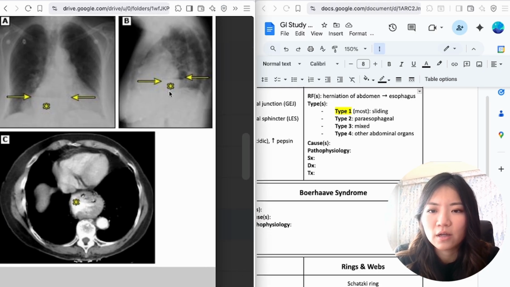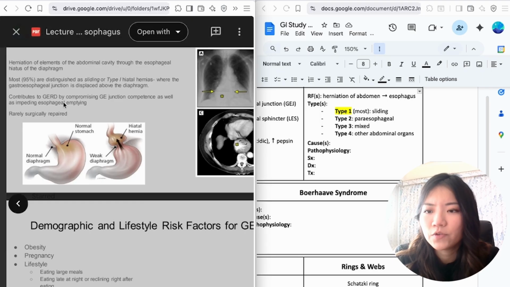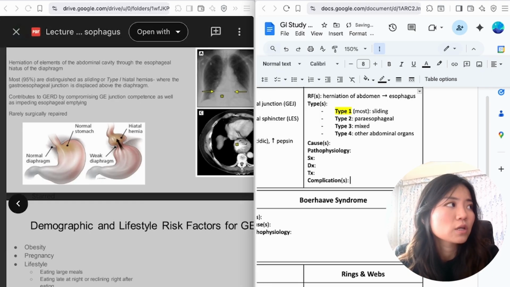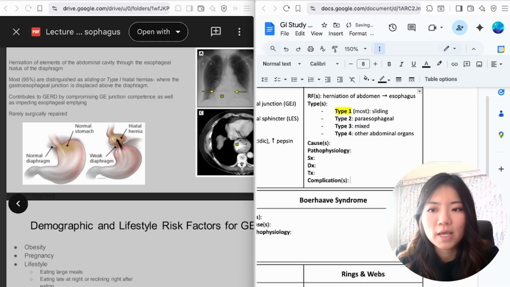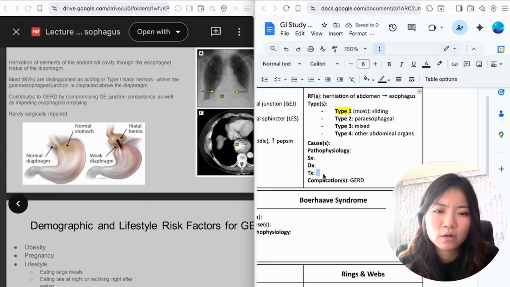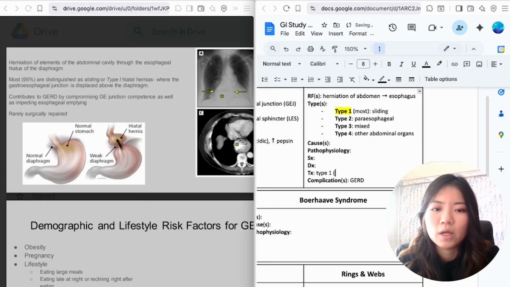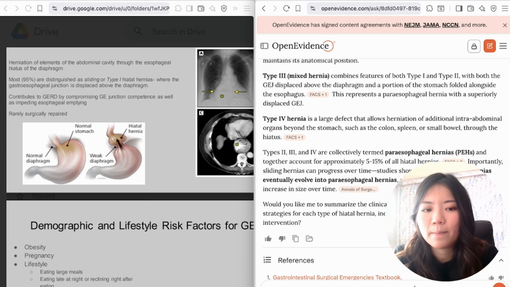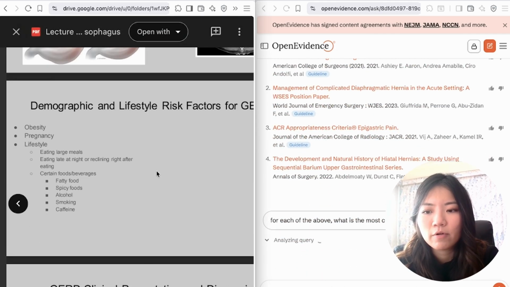I'm going to look at the imaging. Same thing here. Contributes to GERD by compromising that. Add a section down here, like complications, GERD. And this is rarely surgically repaired. So let's say like type 1. Okay, you know what? Here's what I'm going to do. For each of the above, what is the most common treatment? And just let that run.